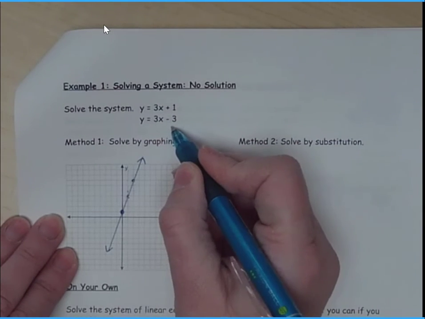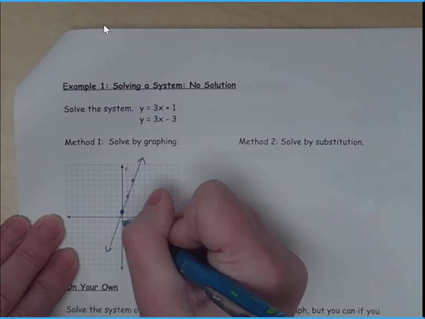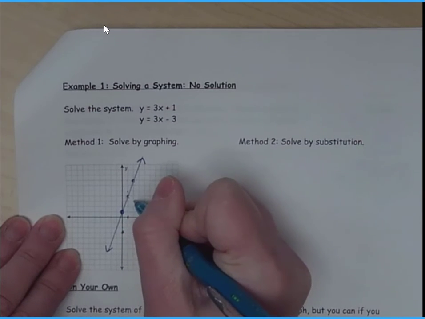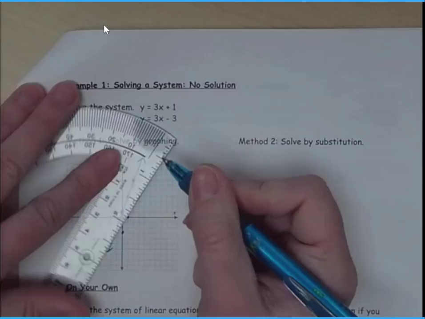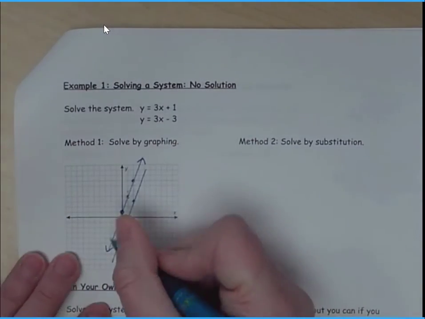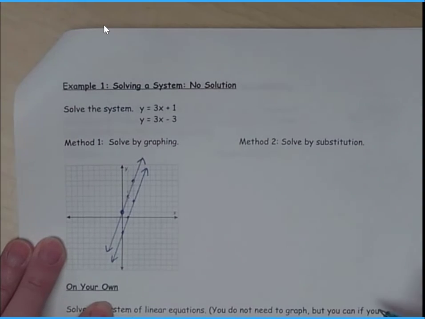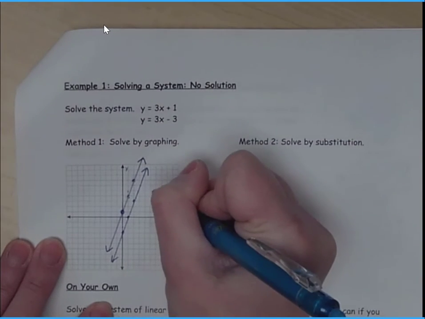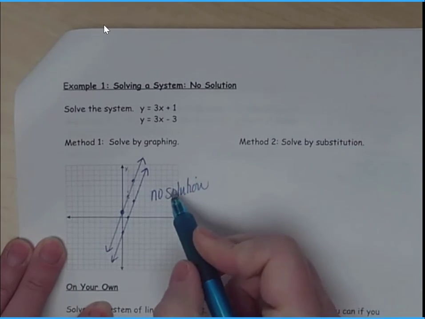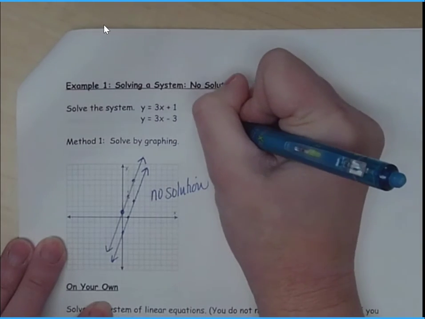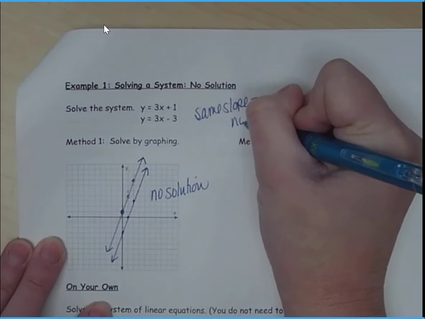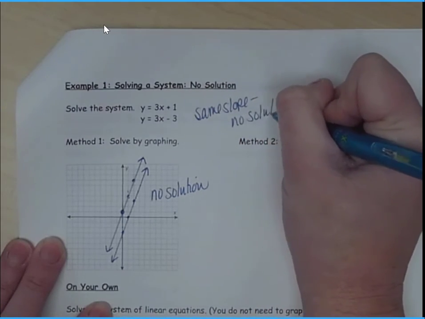Now let's take a look at my second one. My y-intercept is negative 3, 1, 2, 3. And I've got up 3 over 1, up 3 over 1. They're really darn close together. But as you can see, I have two parallel lines. So here, if this is the case, my answer is no solution. Here, I saw the same slope, so my answer is no solution.